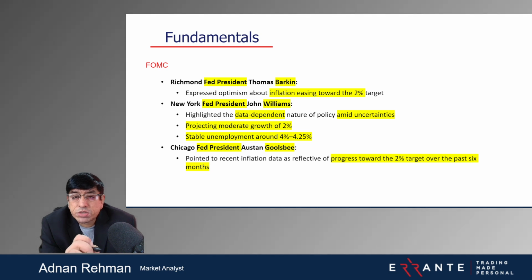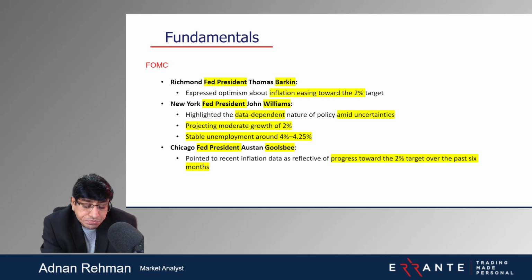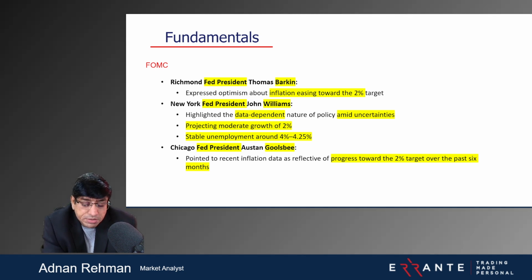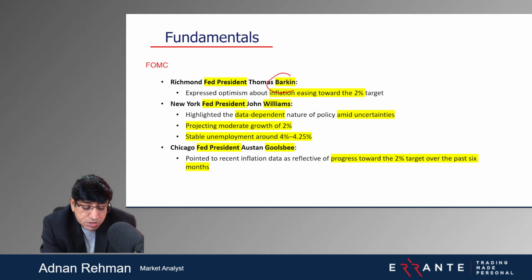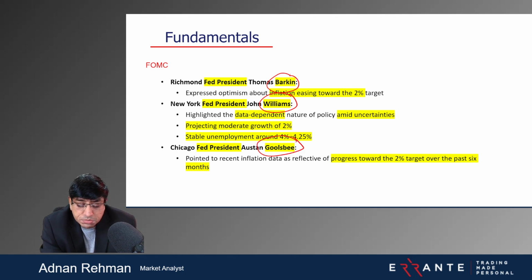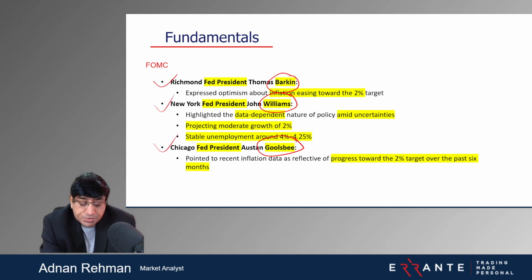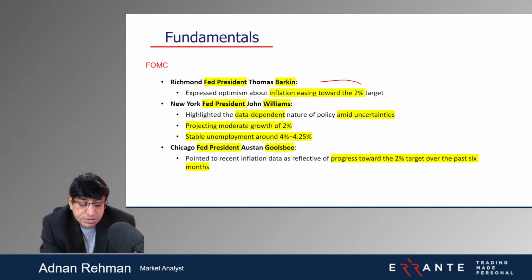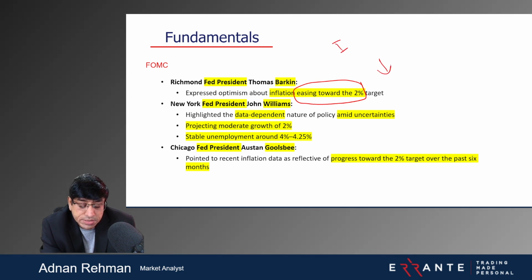Now let me take you one step further to what the FOMC is saying. By FOMC, I mean the members of the Federal Reserve. We have three members: the first is Barkin, the second is Williams, and the third is Goolsbee. You don't need to look at all of these names, just the big ones. Even I don't look at them all. Now what we need to see is that Barkin is saying that inflation is easing towards 2%. Let me write this over here so that you can understand it.